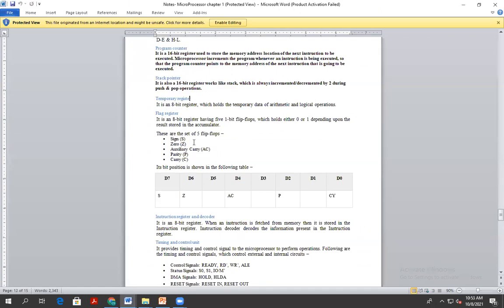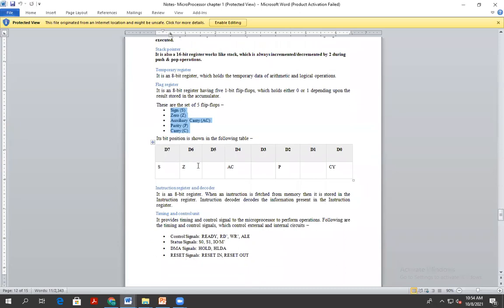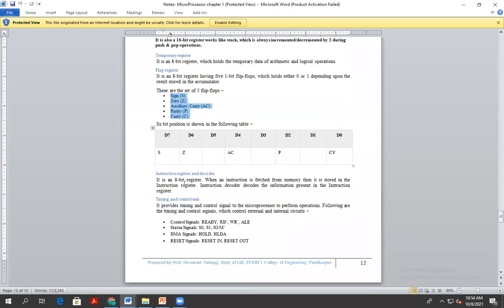So next one, the flag register. Totally 5 flags are there. Just to know the names; the working functionality you will study in the next unit along with the instructions. The flag register is an 8-bit register having 5 1-bit flip-flops. All of you studied flip-flops, you know that. Along with the flip-flops, the flags hold either 0 or 1 depending upon the result stored in the accumulator. There are the sign flag, zero flag, auxiliary carry flag, parity flag, and carry flag. Totally 5 flags are there. In detail, we will explain in the second unit. Immediately in the next class, I will start the second unit, no problem.